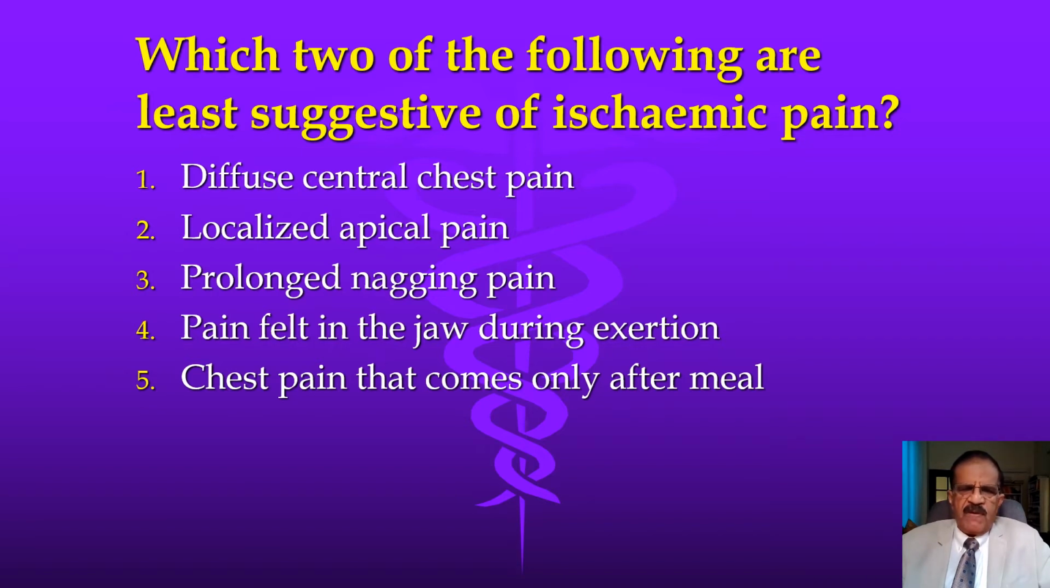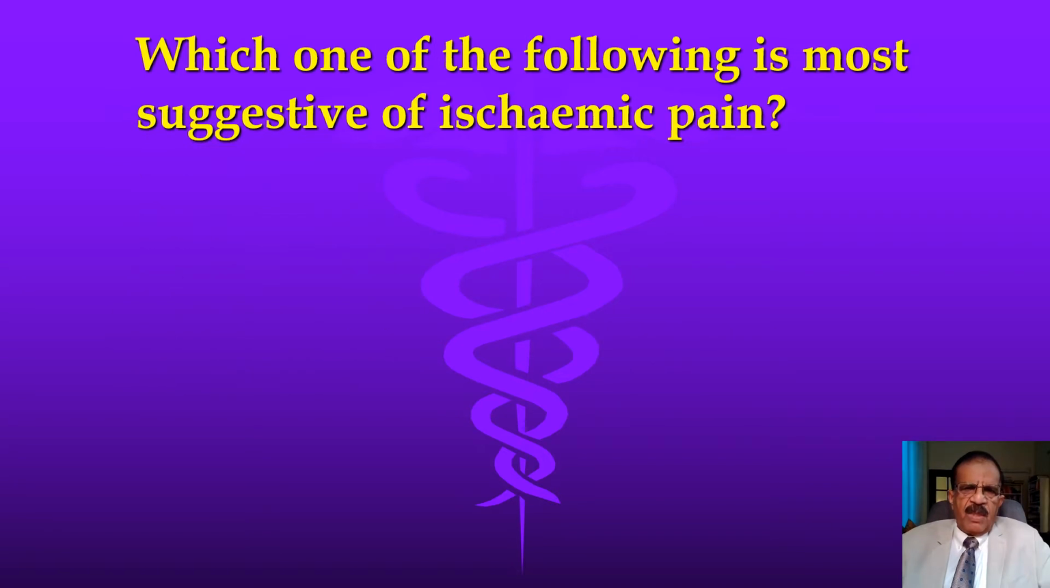I'm sure you have figured it out, but let me display the answer. Localized apical pain is usually non-cardiac. Prolonged nagging pain is also usually non-cardiac. Now let's take another quiz. Which one of the following is most suggestive of ischemic pain? It's just the opposite.